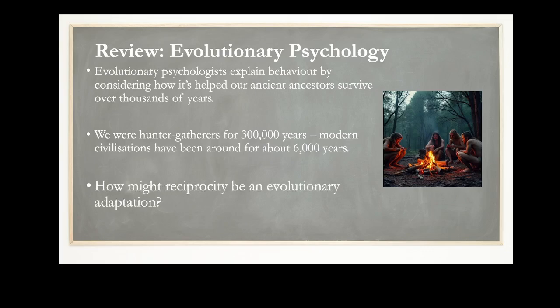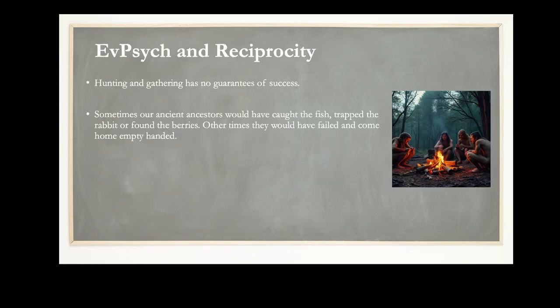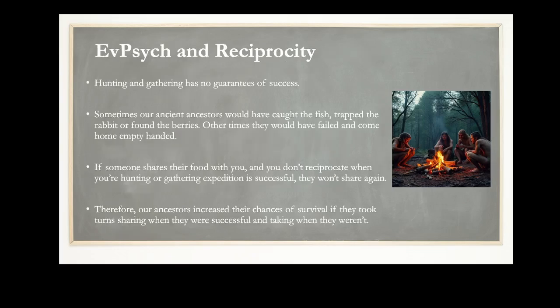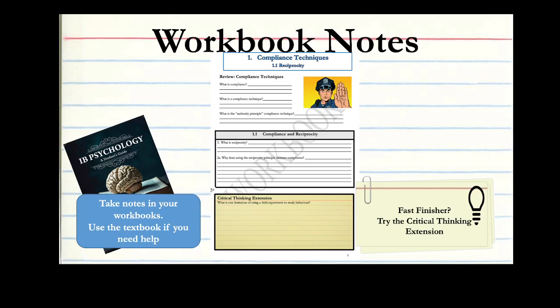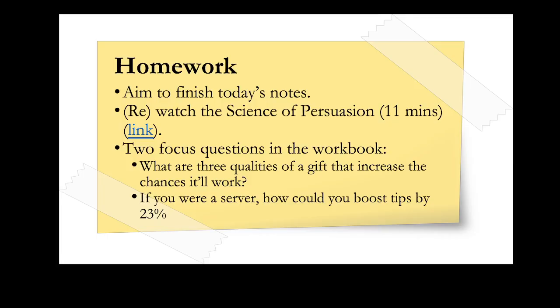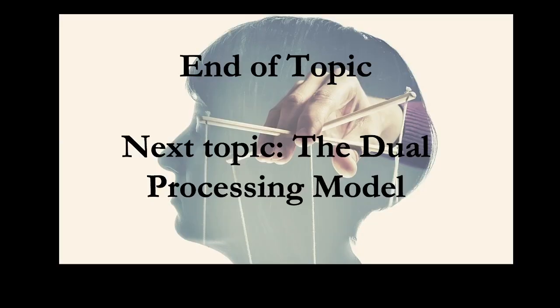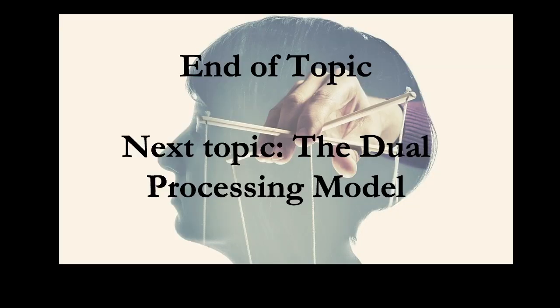So we look at evolutionary adaptations. How might reciprocity help humans survive? See if students can work together, write notes in their workbook, and then these are the chalk and talk slides for you to explain the idea. Space for the workbook notes, and then some homework. Now, if you've done cults, I think they've already watched The Science of Persuasion. They should rewatch it, and there are 2 focus questions in the workbook. And that's the end of reciprocity. Next, we'll look at the dual processing model.